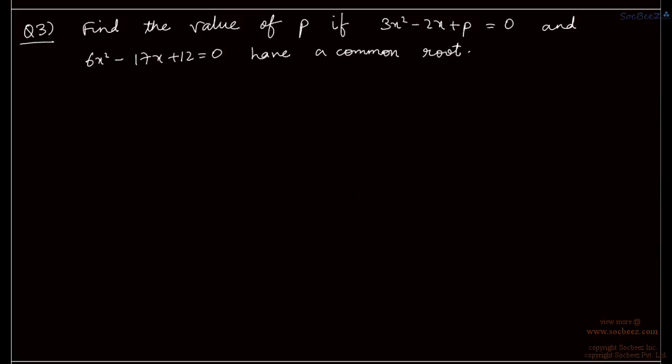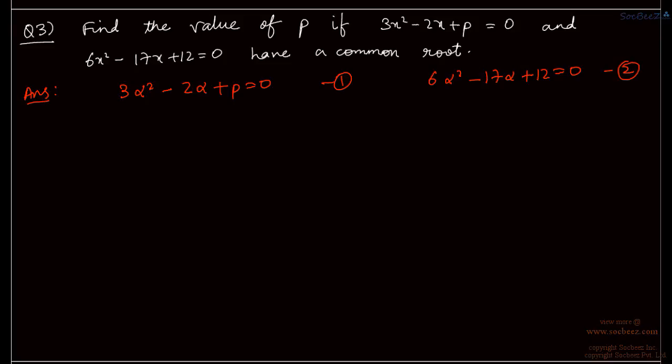Okay, so the question is, find the value of p if 3x squared minus 2x plus p equal to 0 and 6x squared minus 17x plus 12 equal to 0 have a common root. Okay, so regarding common root, we had learned that let alpha be the common root. So we can write 3 alpha squared minus 2 alpha plus p equal to 0. Let that be our first equation. And 6 alpha squared minus 17 alpha plus 12 equal to 0. And that is our second equation.